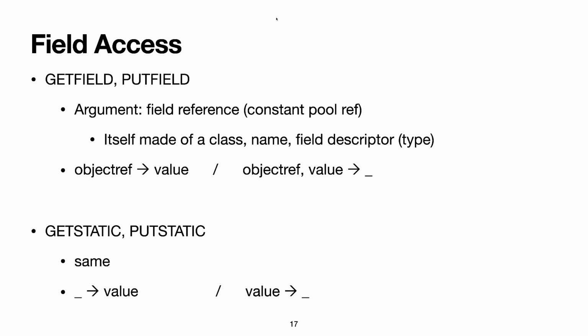GetField and PutField take a field reference as an immediate argument, which is itself made of a class, the field name, and the field descriptor. The field descriptor is the special notation that describes the type. GetField takes an object off the stack and pushes the field value there. PutField takes an object from the stack and a value, also from the stack, and sets that value, leaving the stack empty. We also have GetStatic and PutStatic, which are the same, but for static fields, so no object reference is actually required there.